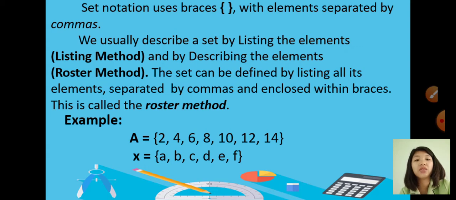So like, for example, we have the elements of set A are 2, 4, 6, 8, 10, 12, and 14. And the elements of set X, we have A, B, C, D, E, and F. Kung mapapansin nyo, we used braces and yung nag-separate sa kanila is comma.